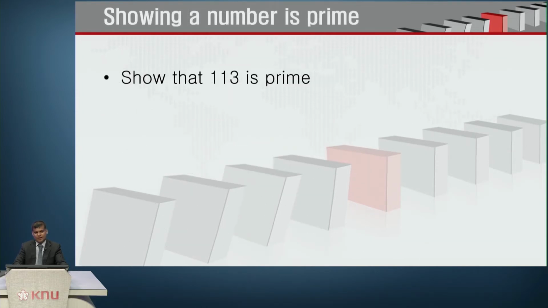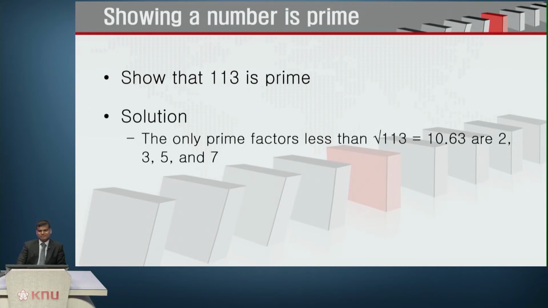Let us consider some examples and see how it applies. Show that 113 is prime. So what is your method of finding a prime? Well, we have many different methods to identify whether a number is prime or not. So here is what we are going to do. We are just going to follow this composite theorem, which we just saw in the previous slides.